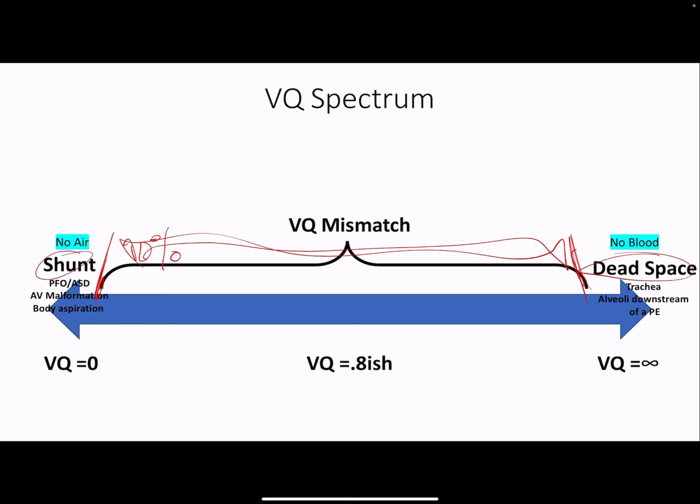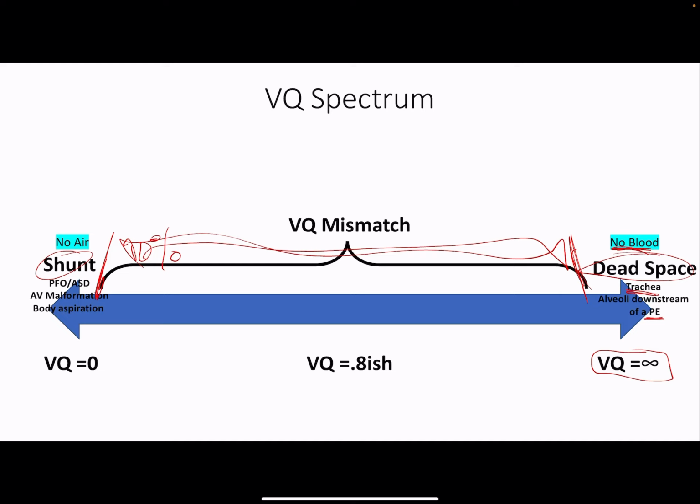We call it dead space. We call it a shunt. So if the VQ ratio is infinity, that's a dead space. The issue there is you're not getting any blood. This could be a pulmonary embolism. The trachea is also considered dead space, right? Because there's a lot of gas going through my trachea, but I don't really have capillaries wrapped around it that are participating in gas exchange. The shunt, on the other hand, you have perfectly fine blood flow, but it's just not going around any alveoli.